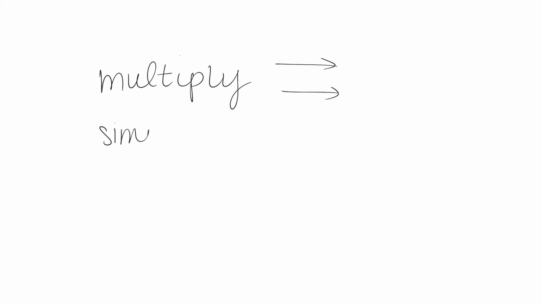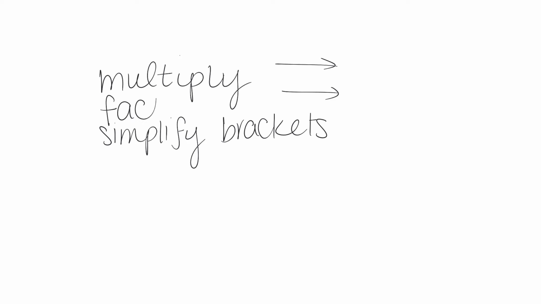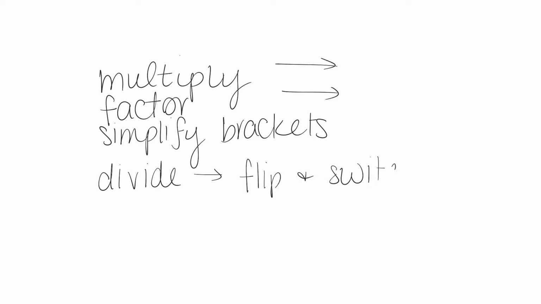Okay, so let's recap really quick. You're going to multiply all the way across the numerator and the denominator. Simplify only brackets, and you can put whole numbers in brackets, that's fine, but you're also going to need to factor. Sorry, should have said that. So you're going to multiply, you're going to factor, you're going to simplify your brackets. To divide, you're going to flip and switch, and then go right back to where you started with multiplying. All right, cool.